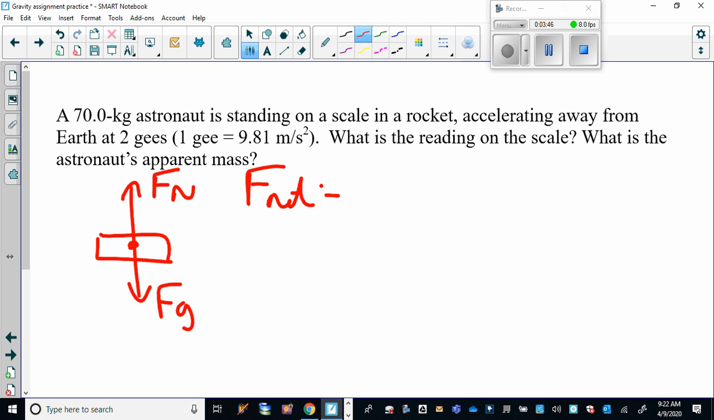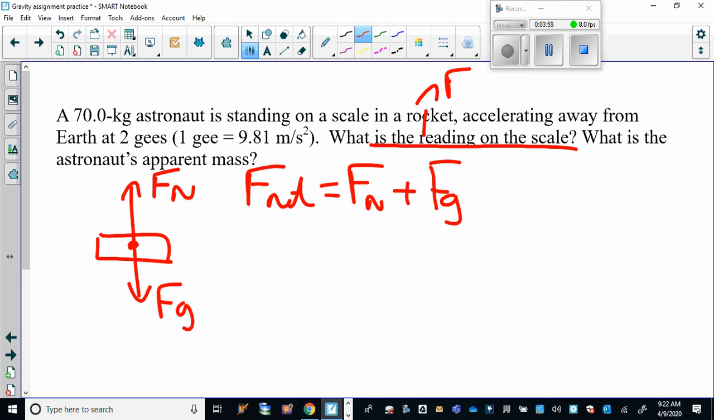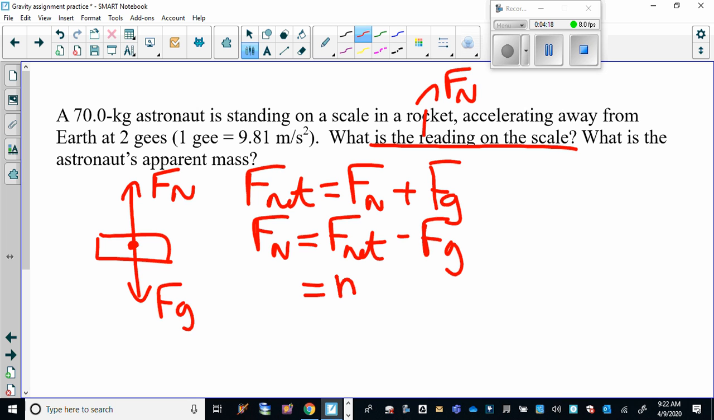Therefore, the net force equals the normal force plus the force of gravity. And in all these questions, when it says what is the reading on the scale, it's asking for the normal force or the apparent weight. If it asks what's the apparent weight, it's asking for what's the reading on the scale. And so the normal force will equal the net force minus the force of gravity. Net force, mass times acceleration. Force of gravity, mg.